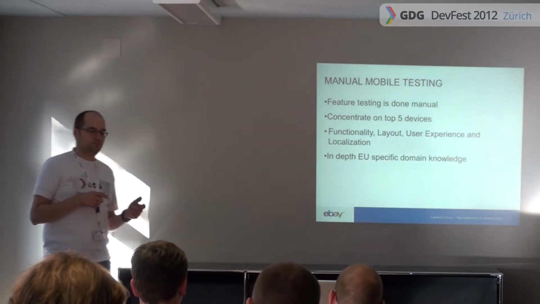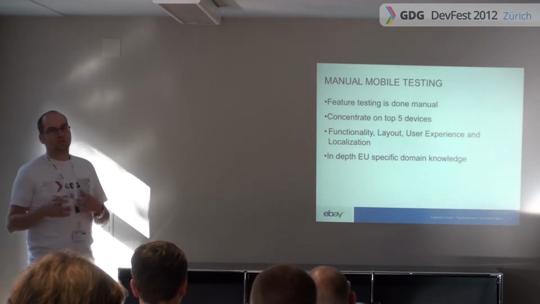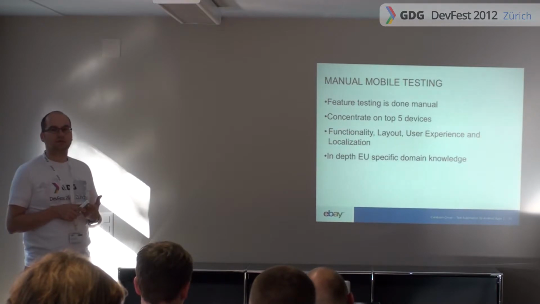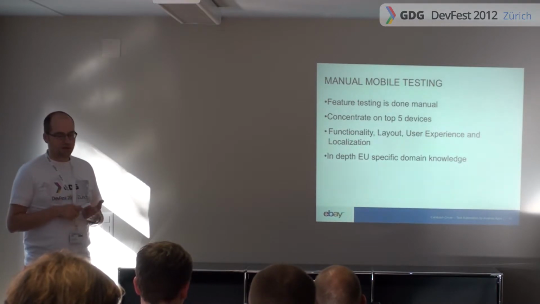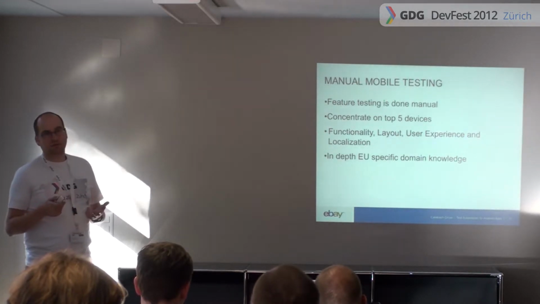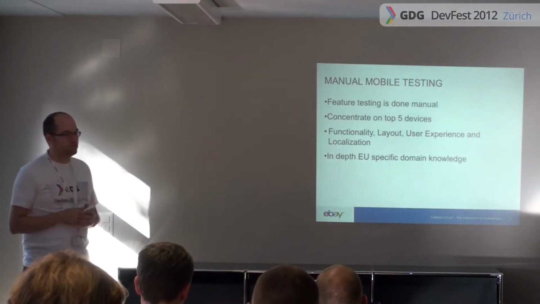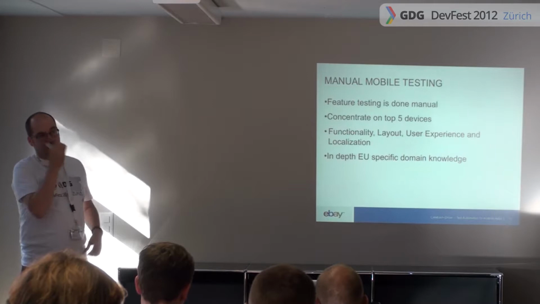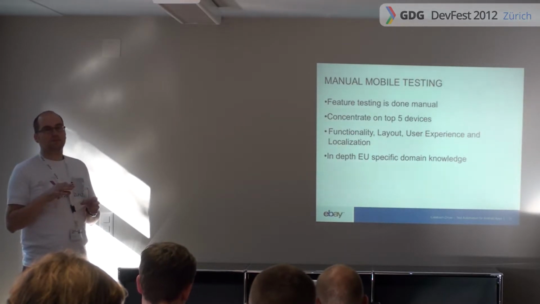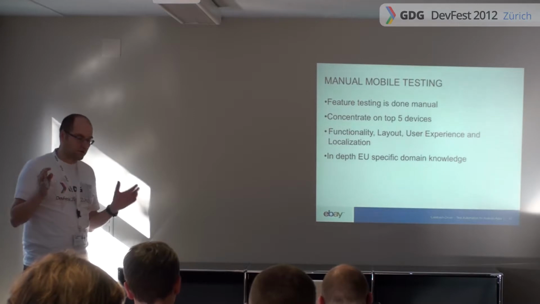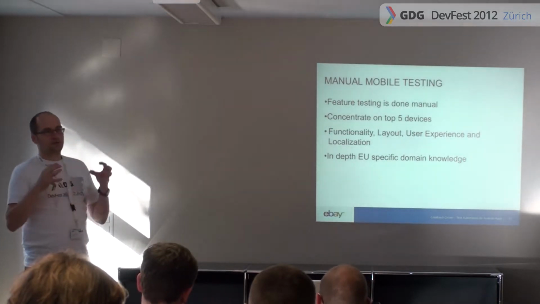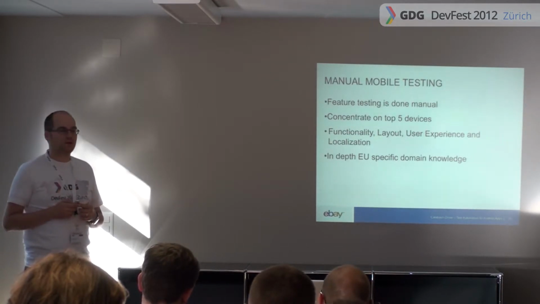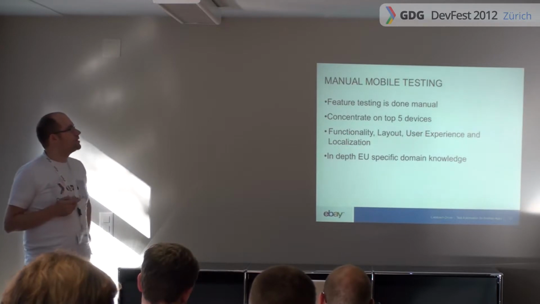Because as I've already said, we're the European quality engineering team, we test the web. There's also an application called Turbolister. It's a Win32 application. We test this as well. And then we also test the mobile web, the iOS app, and the Android app. And because our team is spread around Europe, and we're coming from different countries, we have this in-depth European platform knowledge that helps us to do good testing. And so that's about manual mobile testing.